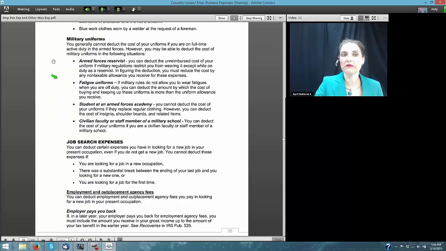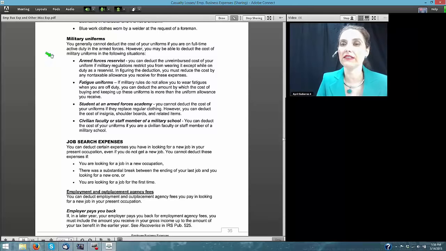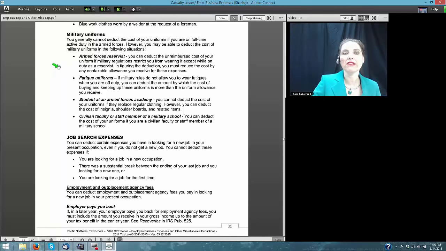Military uniforms. For the military, most military people are not allowed to deduct their uniforms, but they have some exceptions in here. If you are an armed forces reservist, you can deduct the unreimbursed cost of your uniform if military regulations restrict you from wearing it except while you are on duty as a reservist. In figuring the deduction, you must reduce the cost of any non-taxable allowance you receive to pay for the uniform.